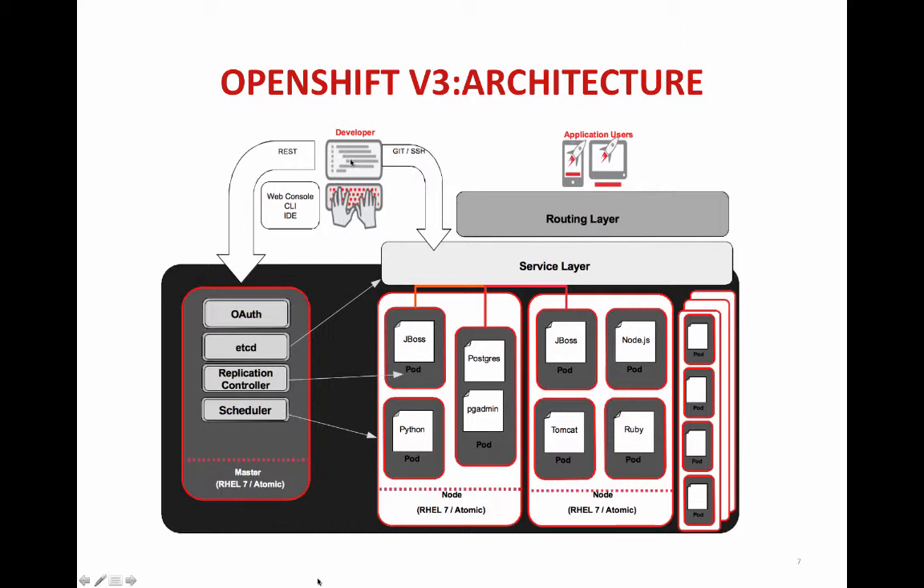From the developer's point of view, the developer would have a similar experience as before. They can use a web console, a command line interface, or an IDE, and all the communications for creating a new application, for example, would go to the OpenShift V3 master using the RESTful API, and the master will end up spinning pods on the nodes. When there are multiple pods to be spun up, those can be on any of the nodes, and they are load balanced, where, as we spoke about, the service layer will group them together by using the labels that are assigned to these pods, and the routing layer ensures that they are load balanced.